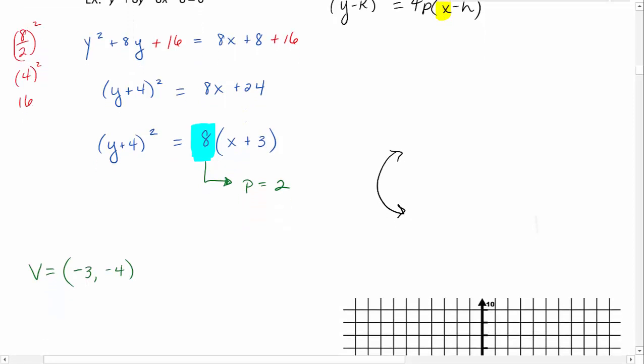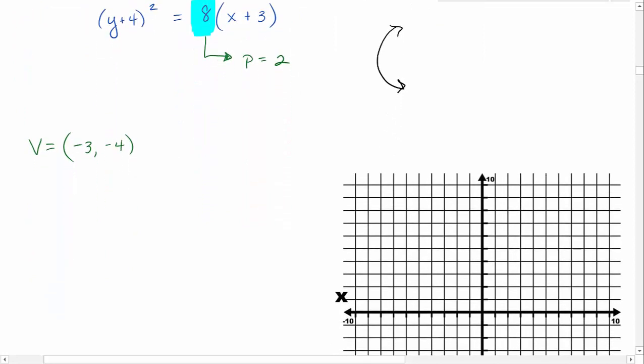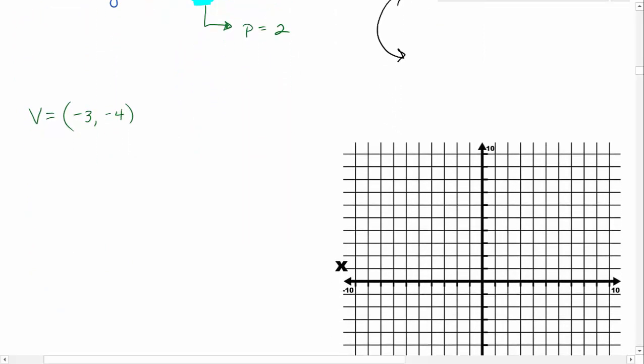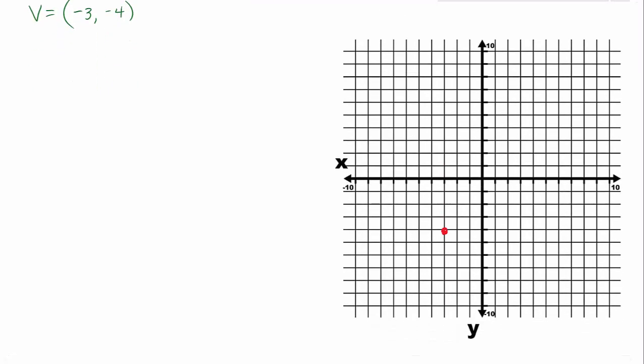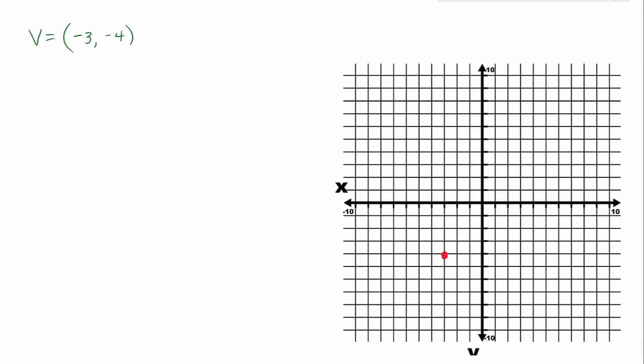We have all the information we need to graph this. Let's start with the vertex, -3, -4. P is equal to 2. We're going to go P units inside the parabola to identify the focus. So since the parabola is opening to the right, the inside part is going to be the right. So here's our focus. And then our directrix is going to be P units behind the parabola. So that's going to be 2 units to the left. And I'll draw in my directrix.